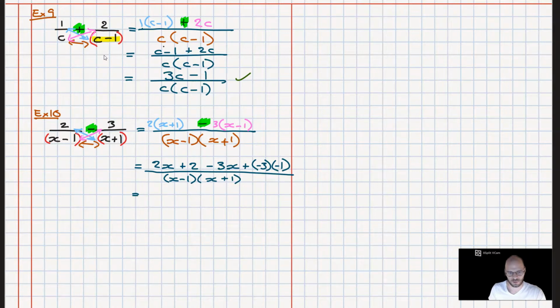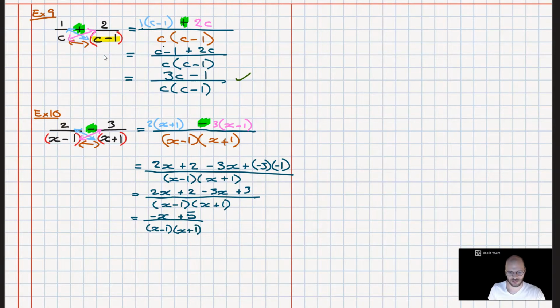Now going up, we're going to get 2x plus 2 minus 3x. And then this term at the end is going to be plus 3. And that's all still over x minus 1, x plus 1. Collecting like terms in the numerator, we're going to get minus x plus 5. And that's all over x minus 1, x plus 1.